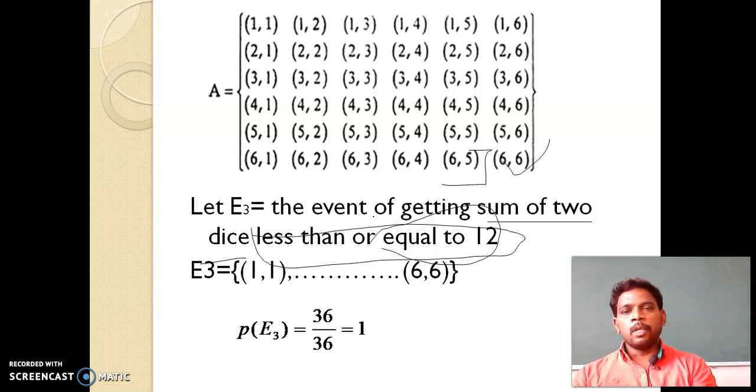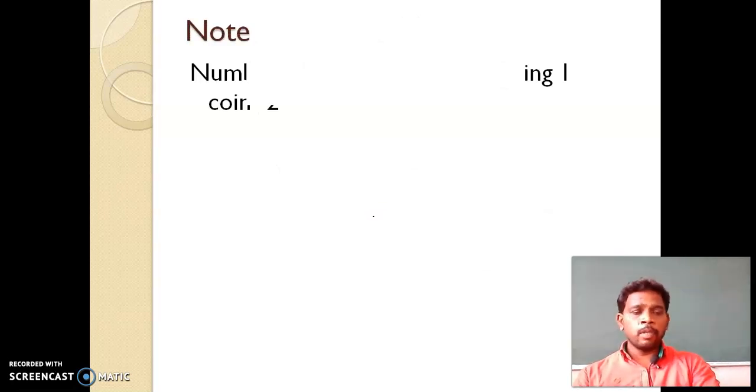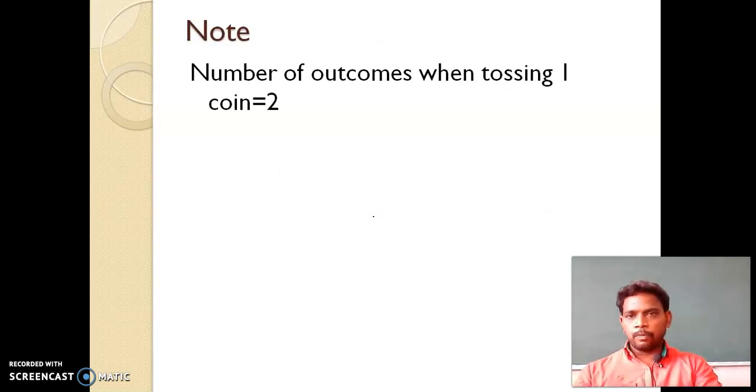So that is the procedure when you are rolling two dice simultaneously and you want to find the probability of the given event. You can use this process alone, right? So look at the next question. Before going to that, just note down these important points.